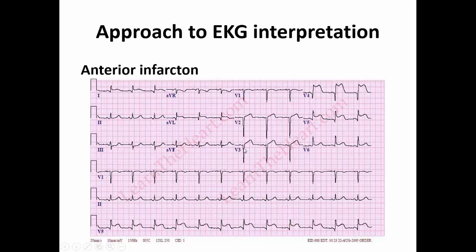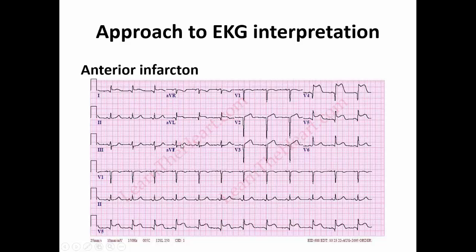QRS complex is pretty normal in width. We talk about how wide the QRS complex should be. It should be less than 3 small boxes. So it's pretty normal. But when we look at this, we see ST elevation markedly in V4, V5. Maybe a little bit in V3, maybe a tiny bit in 1 and AVL too. So this is anterolateral myocardial infarction.